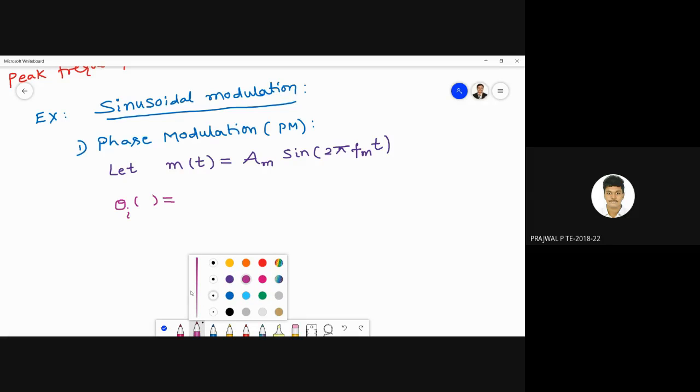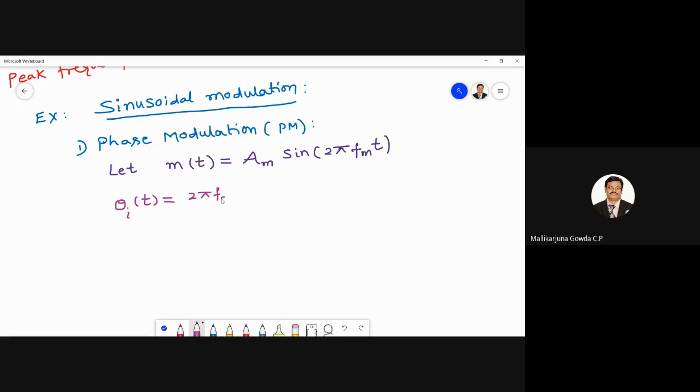Theta i of t is 2 pi fc t plus kp m of t. So theta i of t will be equal to 2 pi fc t plus kp m of t. Right? Now just substitute the value of m of t as Am sine of 2 pi fm t in this equation. So which is equal to what?